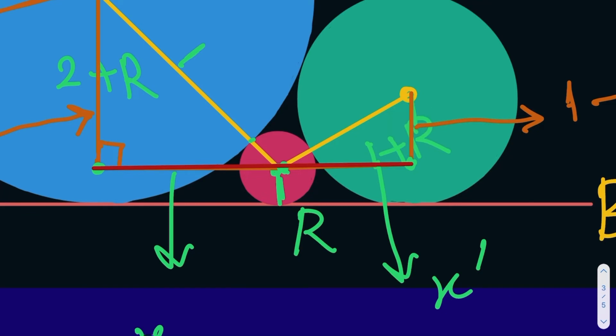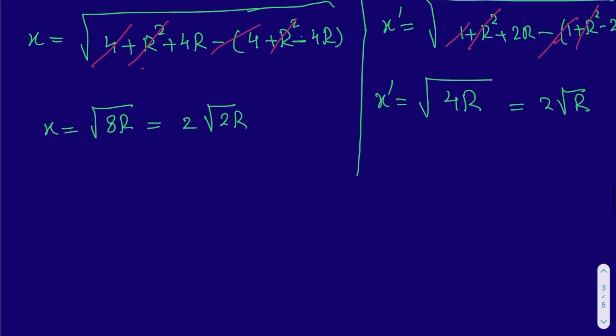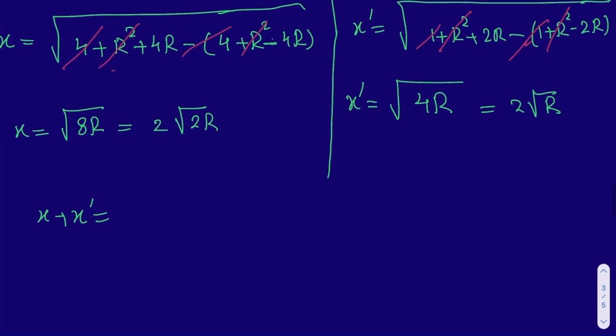So I can find the length of this side. So let's do it. If I add x plus x prime, it will be equal to 2 square root of 2r, where r is below the radical, plus 2 square root r. And now I will try to simplify it further, and I will factorize the common factor, which exists in both parts.